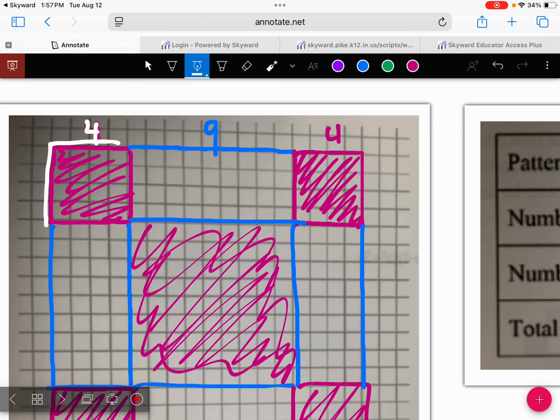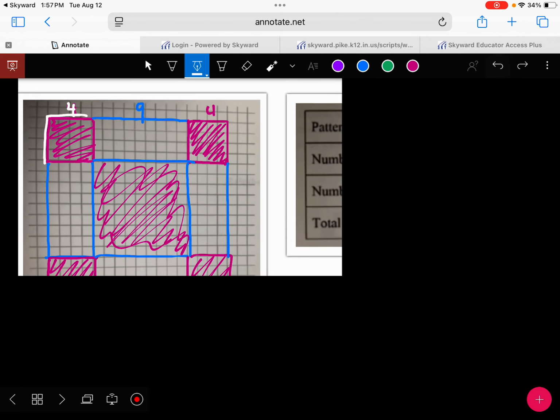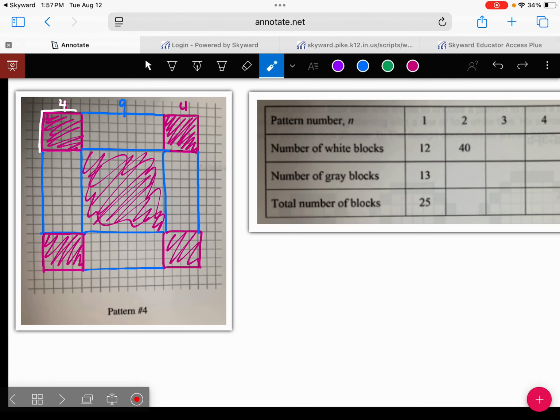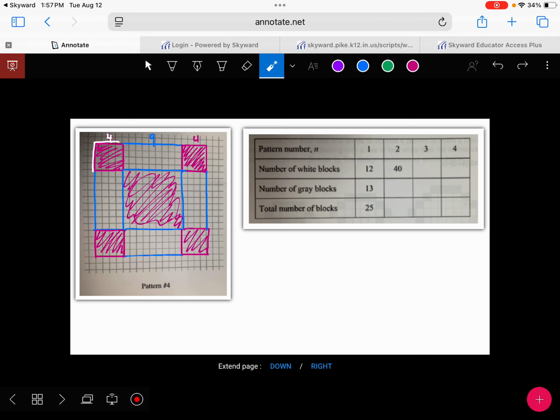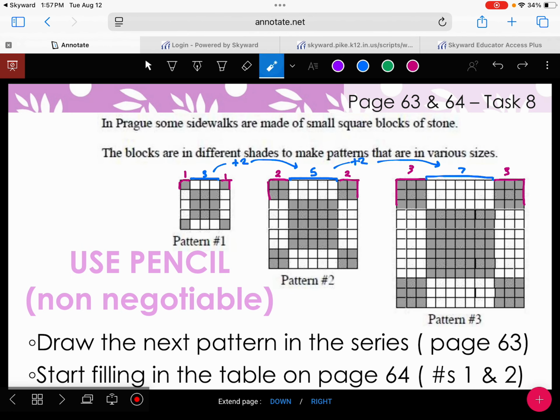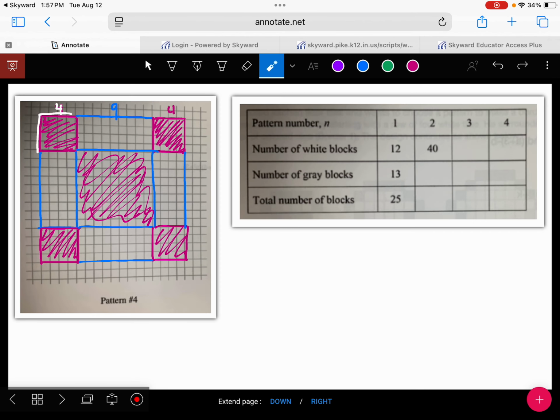So let's look at this little table that we've got going on here and see what that's all about and why the heck we care. Any questions on pattern number 4 or anything like that? We're going to look at pattern 1, which is already filled in on that table. They counted out our gray squares versus our white squares. On pattern number 2, we can count our gray squares or our white squares. They've already counted out the number of white squares here as 40.